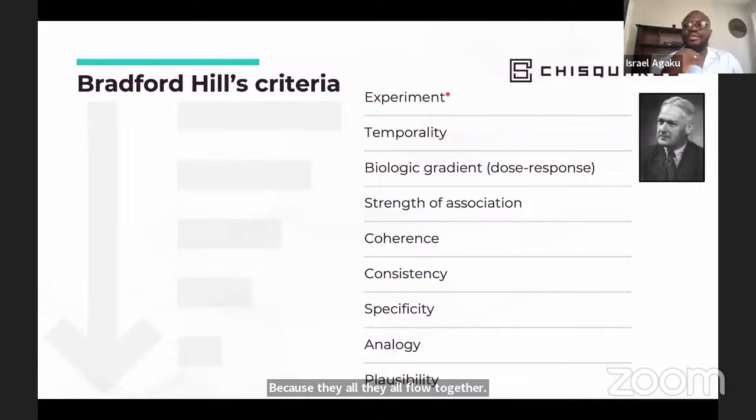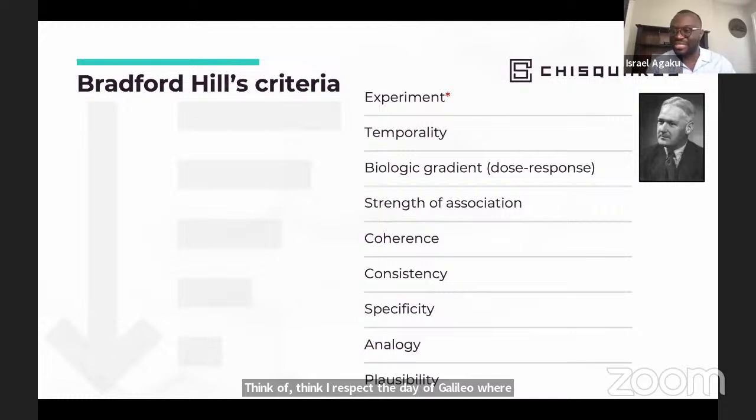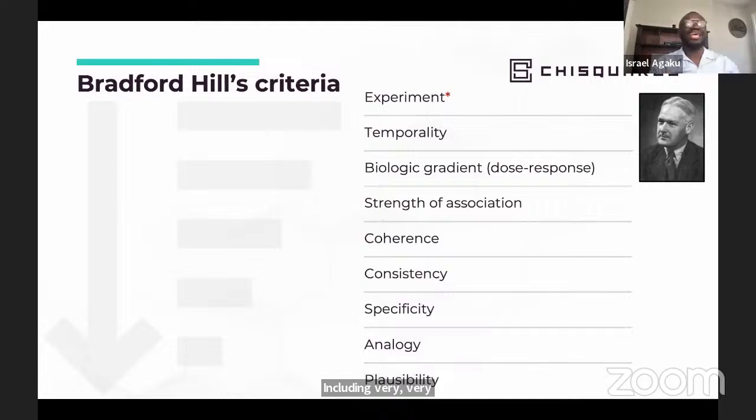Consistency means that the same results have been seen in other studies, in other populations. I, however, put it down the ladder because research is not about democracy, and it's possible for us to be collectively wrong. Think of research in the day of Galileo, where everybody concluded at that time that the Earth was the middle of the solar system, including very, very renowned scholars like Aristotle, right? Everybody agreed that no, the Earth is the center of the solar system. And when Galileo came and said, no, I do not agree, it was like, no, you are a heretic. And so the fact that everybody agrees on something doesn't mean that it's true. And that's why I put it down in my ladder here.